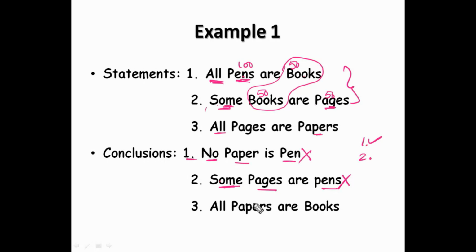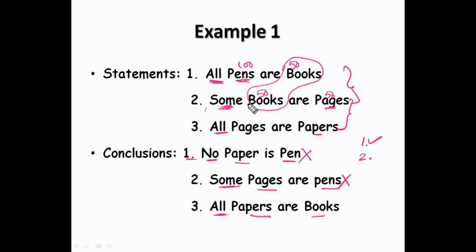Now the third conclusion, see. Paper and books. To get the relation between books and papers, we need to combine the second and third. First of all, positivity and negativity, step 1. Some is positive, all is positive, so the conclusion must be positive. Yes, given positive only. Next, the second condition: can you combine or not?